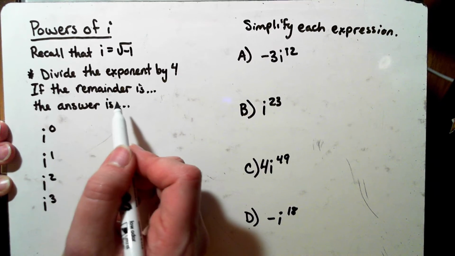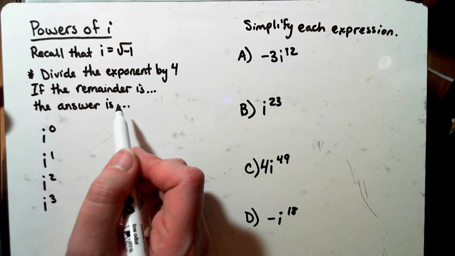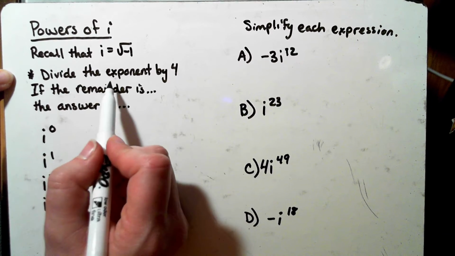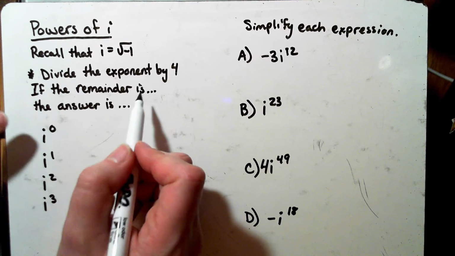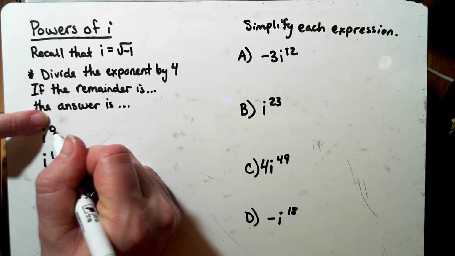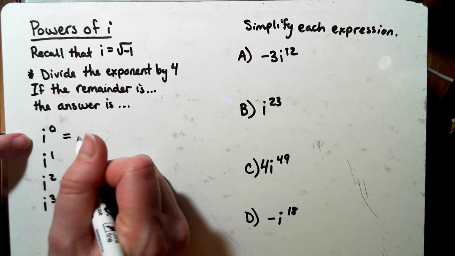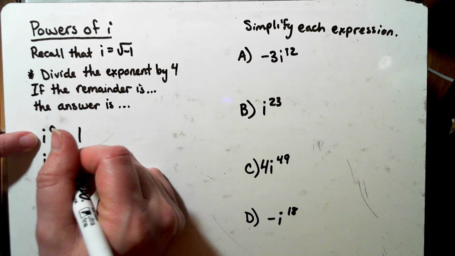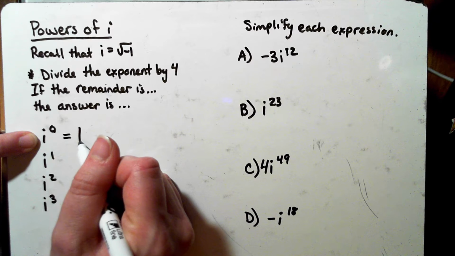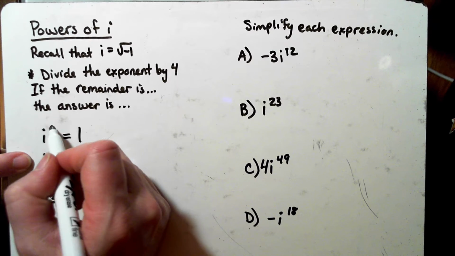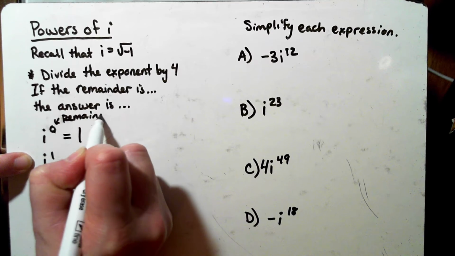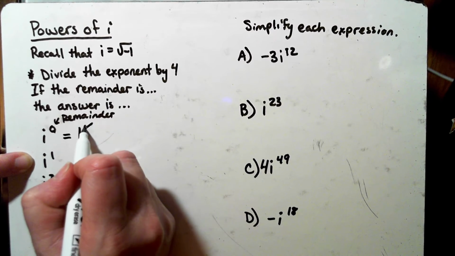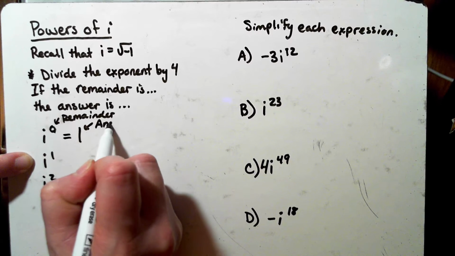Now, I've seen this done in many different ways, but this is my favorite. You start by dividing the exponent by 4. If the remainder is 0, anything to the 0 power is 1. So if the remainder is 0, then the answer is 1. So basically, the powers here are the remainders, and these results are your answers.